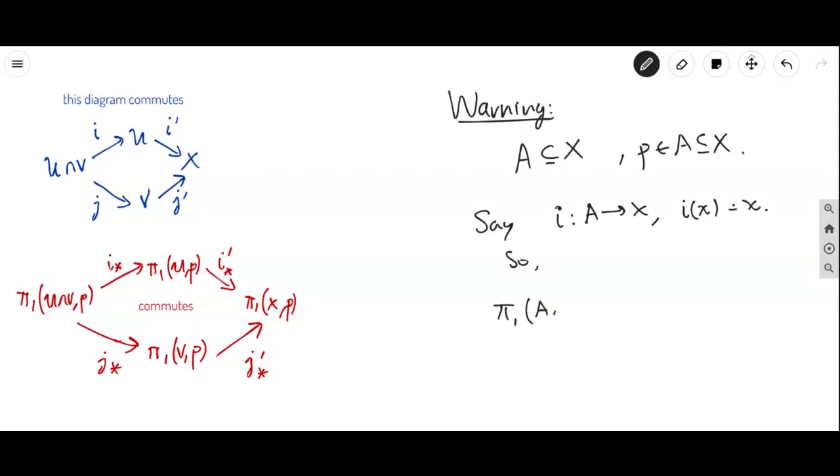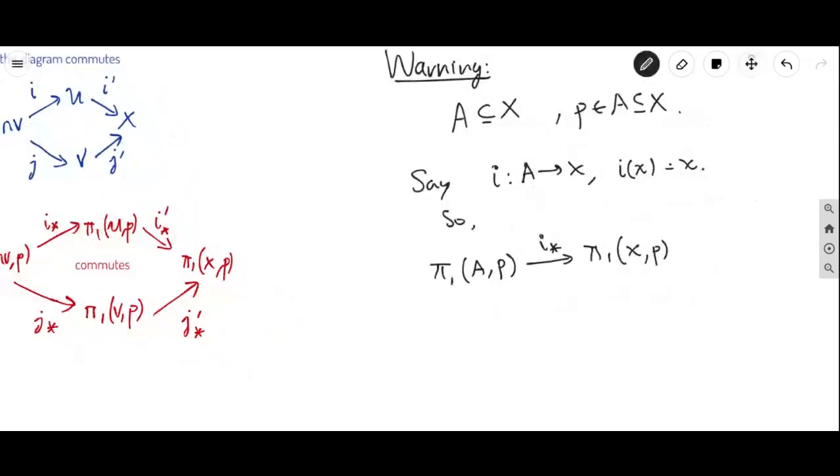That's a continuous map, so we get a map on the fundamental group. The fundamental group of A at P is being mapped, we call this i star, to pi 1 of X at P. So in general, this homomorphism, i star, is not injective. It could be injective, but it's not guaranteed to be injective. Now, how is i star defined? Recall that i star is defined as follows.